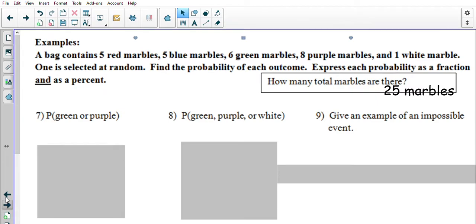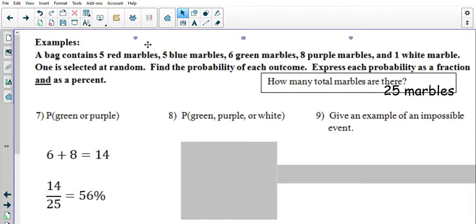All right, so same directions again. Number 7, what's the probability of selecting a green or purple marble? So when I select a marble, it's either green or it's purple. What we want to do is add green to purple. So we do 6 plus 8 to get a total of 14. 14 out of 25 is 56%.